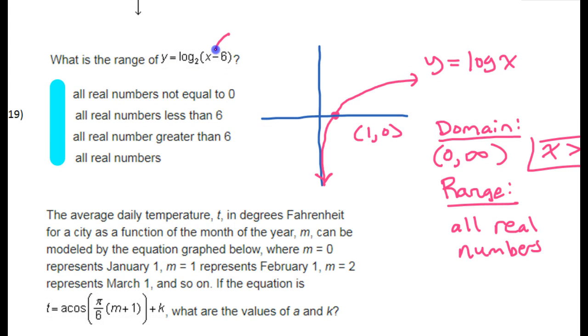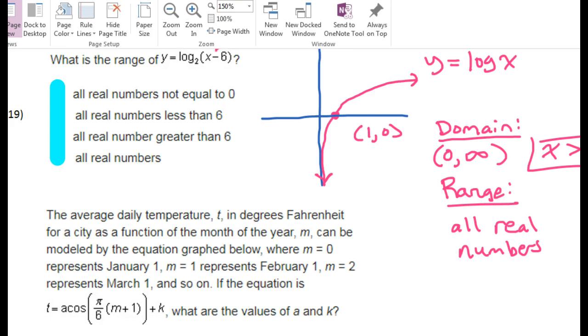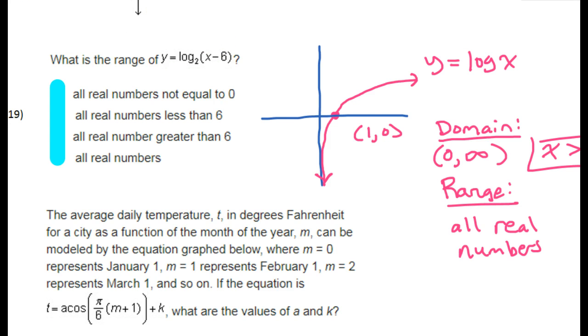Anyway, having a minus 6 right here, you know what, let me change colors so I can show you what's going on. When you have a number added or subtracted inside the parentheses, that's a left or right motion, and it's always the opposite of what it looks like. So this would be a shift to the right 6. So that means this entire graph is going to shift to the right by 6, which means that I'm going to have a new asymptote over here somewhere.